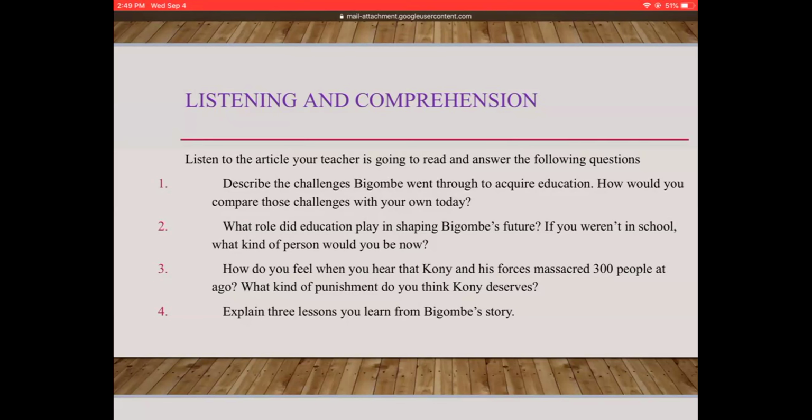Listening and comprehension. Listen to the article your teacher is going to read and answer the following questions. Describe the challenges Bigombe went through to acquire education. How would you compare those challenges with your own study today? What role did education play in shaping Bigombe's future? If you weren't in school, what kind of person would you be now? How do you feel when you hear that Connie and his forces massacred 30 people at a go? What kind of punishment do you think Connie deserves? Explain the three reasons you learned from Bigombe's story.